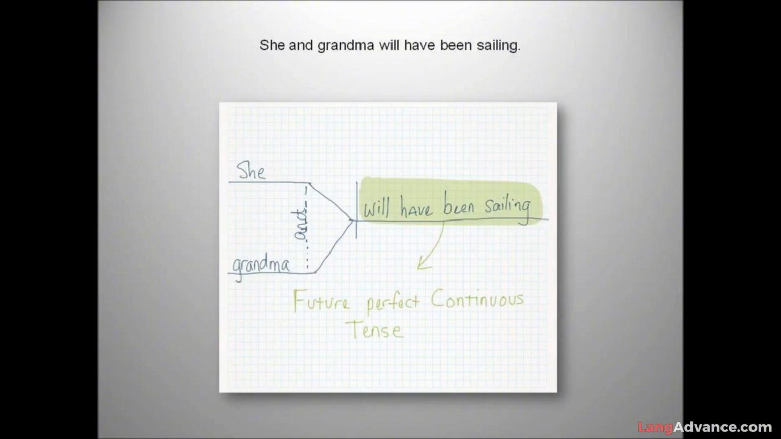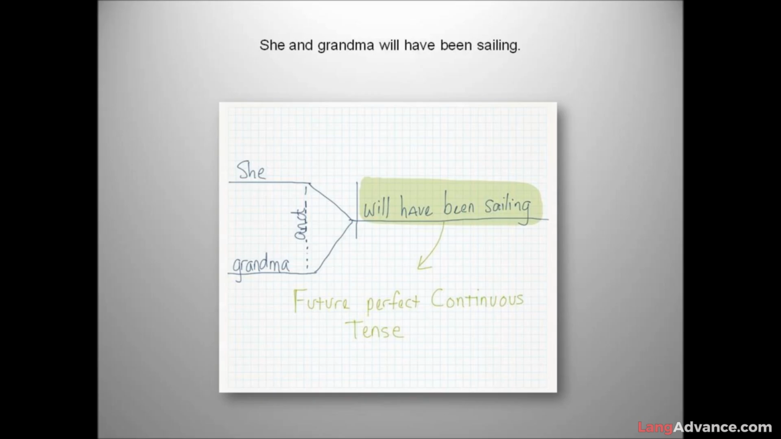She and Grandma will have been sailing. She and Grandma is the compound subject. Then I have my divider line before the verb will have been sailing, which is the future perfect continuous tense. All 4 of those words are part of the verb phrase.